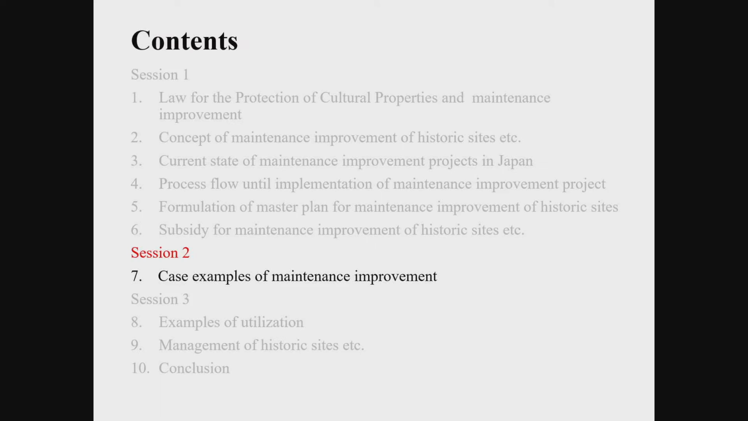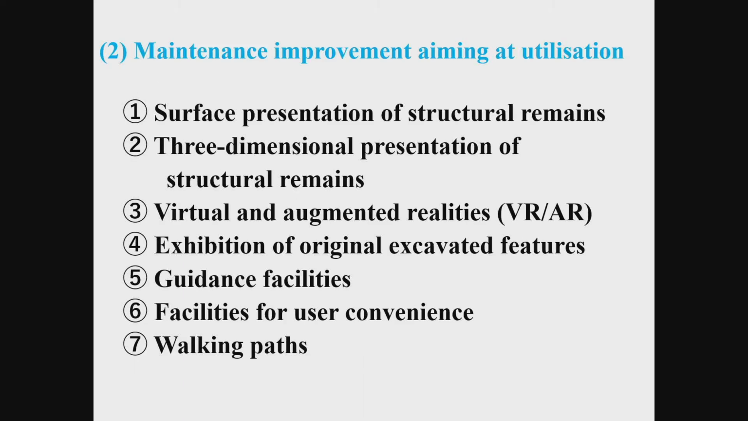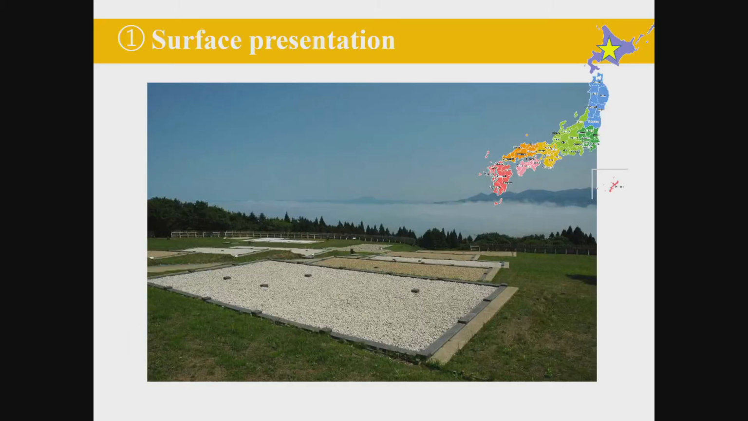This is the second part of Session 2, to introduce the examples of Japan's maintenance improvement for the utilisation of historic sites. Now, I will explain about some examples of case studies of maintenance improvement aiming at utilisation. There are 7 types of maintenance improvement for utilisation, as listed in the slide. This is an example of one.